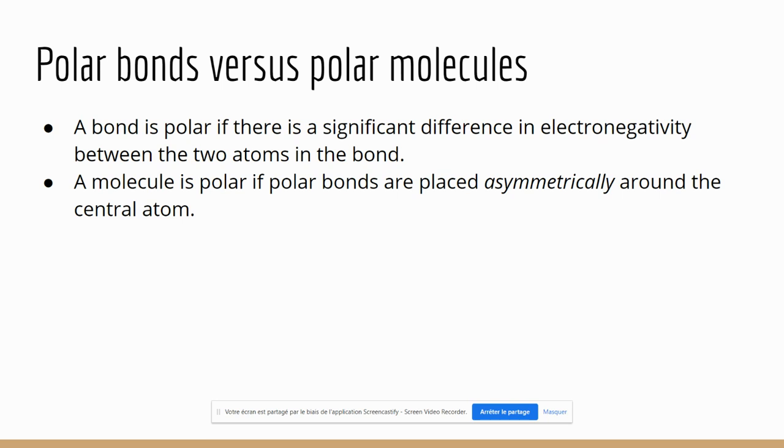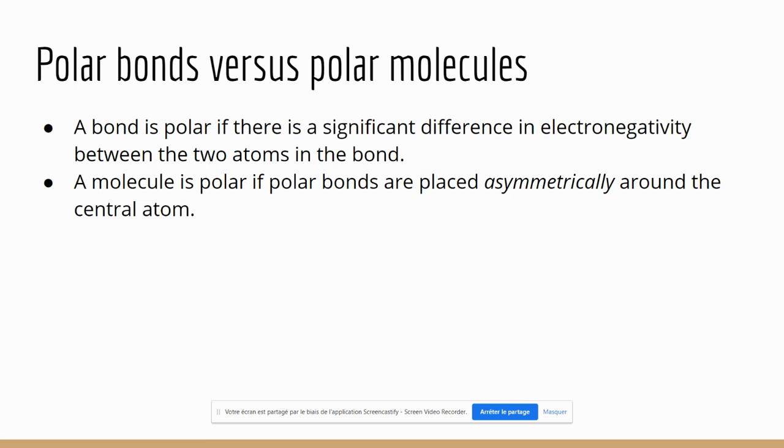We can actually have polar bonds without having polar molecules. You know a bond is polar if there is a significant difference in electronegativity. If you've got two different nonmetals, you'll have a polar bond, and how polar it is will depend on how big the difference in electronegativity is. But you can have polar bonds without having a polar molecule.